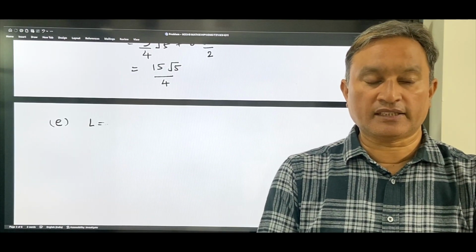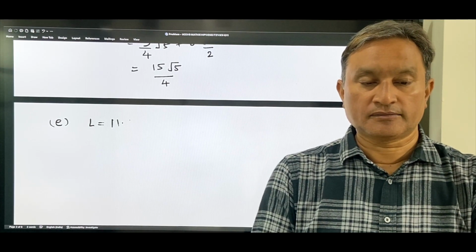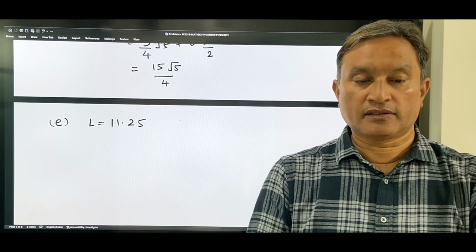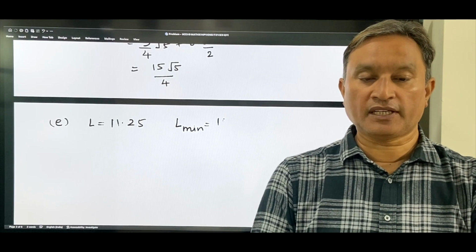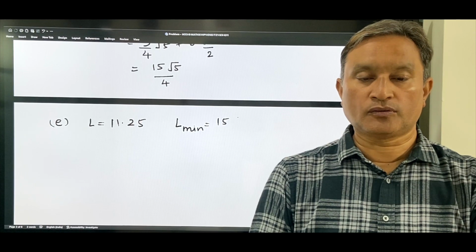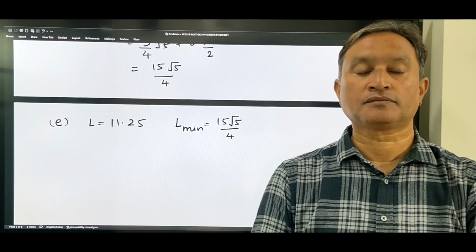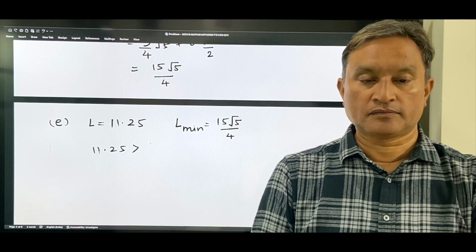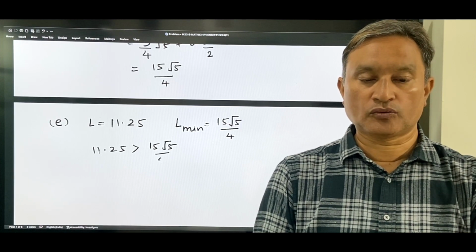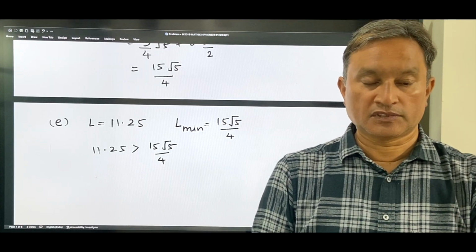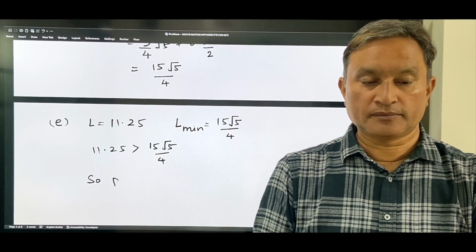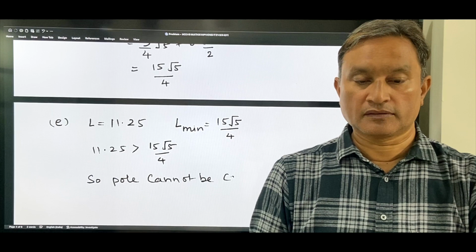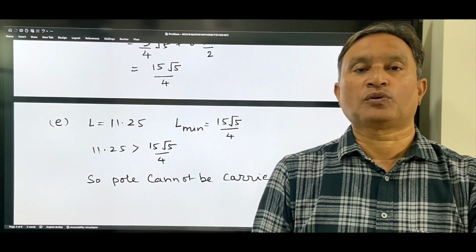So they are considering the length 11.25, and we have the minimum length here, which is 15√5/4. So 11.25 is greater than 15√5/4. So the pole cannot be carried.